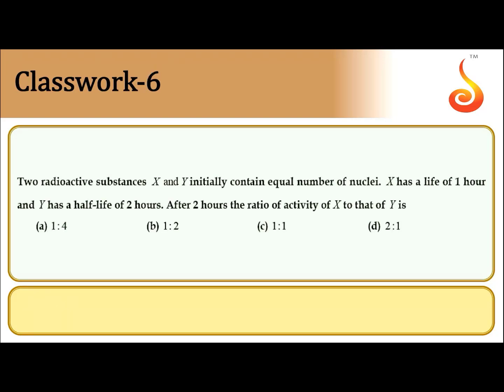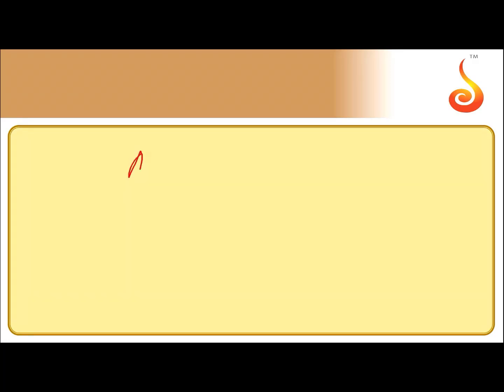Example 6. Two radioactive substances X and Y initially contain equal number of nuclei. X has a half-life of 1 hour and Y has a half-life of 2 hours. After 2 hours, the ratio of activity of X to that of Y is. Activity can be written as A naught divided by 2 to the power of n, where n is the number of half-lives.